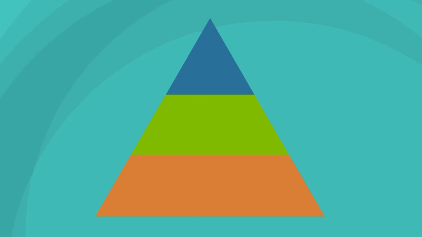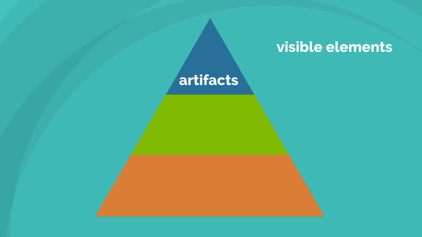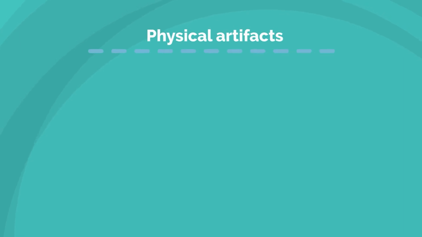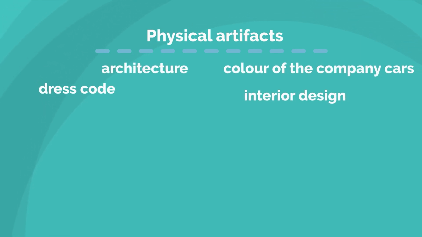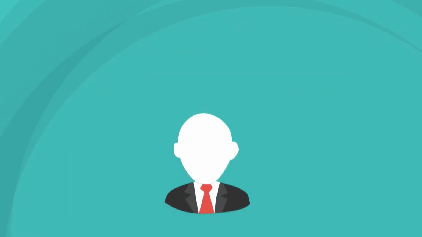The first layer are the artifacts. These are the visible elements, easy to identify both by employees of the organization and people from the outside. Among artifacts, we can distinguish three groups. Physical artifacts. Material components of the organization such as dress code, architecture, interior design, or color of the company cars. An example of physical artifact is the red tie of a stockbroker.